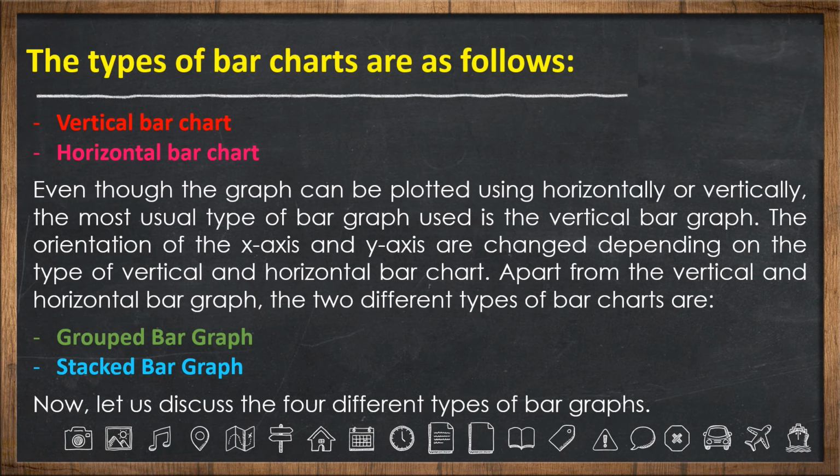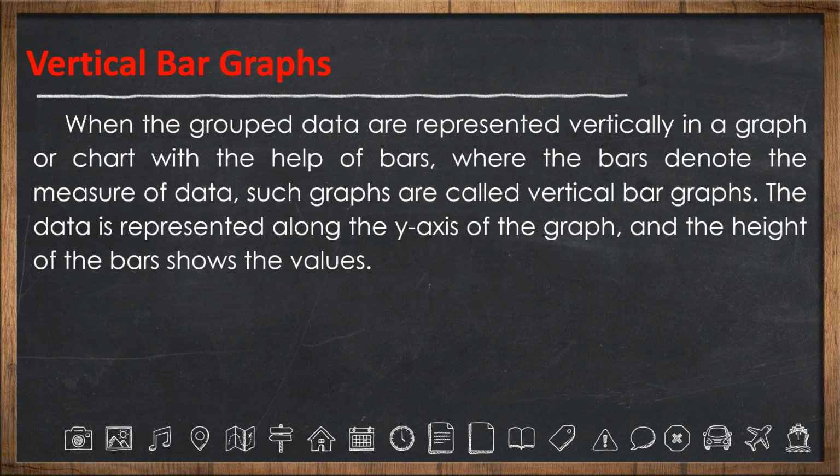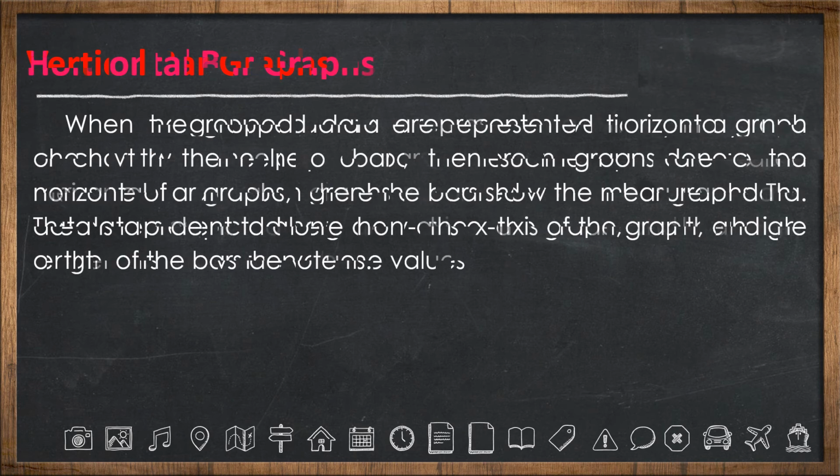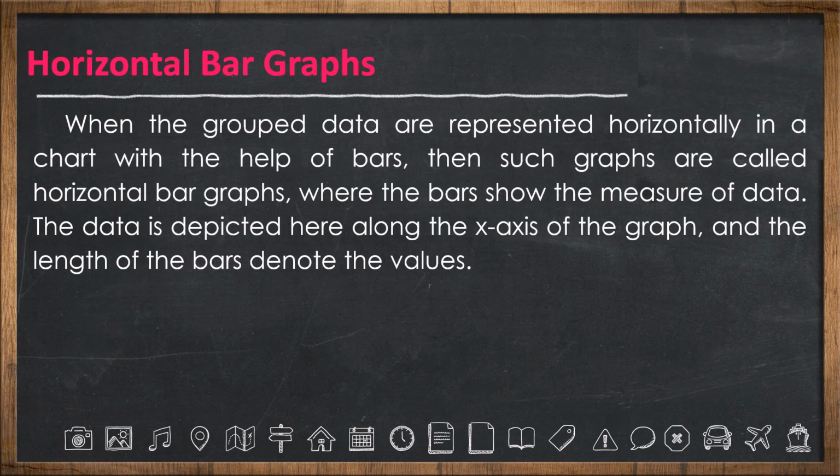We have vertical and horizontal bar charts. Besides these, two other types of bar chart are the group bar and the stack bar, so we have four different types of bar graphs. Vertical bar graphs are used when the grouped data are represented vertically in a graph or chart with the help of bars, where the bars denote the measure of data. The data is represented along the y-axis of the graph, and the height of the bars shows the values. Horizontal bar graphs are used when the grouped data are represented horizontally in the chart with the help of bars.